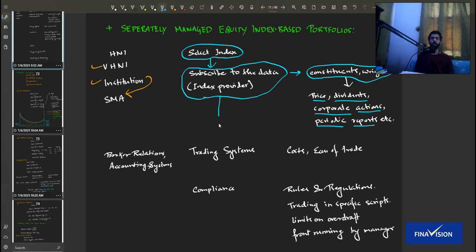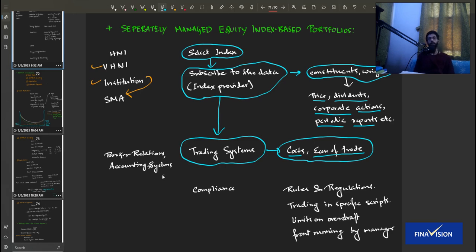Then comes the turn of choosing and designing trading systems, right? An electronic trading system has to be designed that is effective in terms of costs, and also provides ease of trade. These are required. Apart from that, the trading system also requires broker relations so that commissions can be negotiated, and for managing the transactions an accounting system is also required, right?